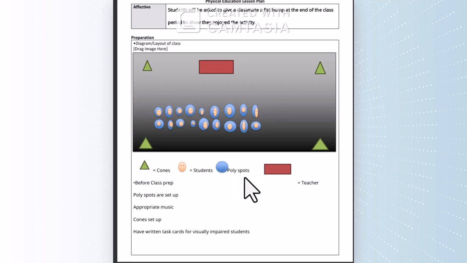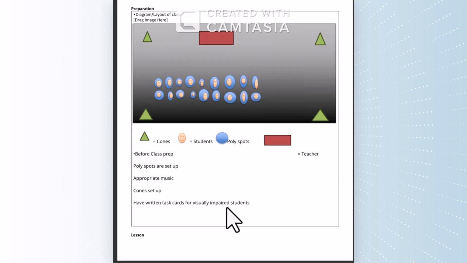Here I have my preparation and layout of the class before class prep. Poly spots are set up, appropriate music, cones are set up, and some visual task cards for my students that are visually impaired.